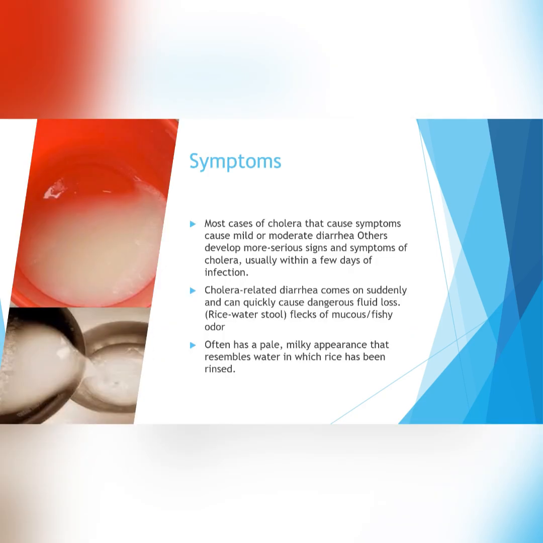The most observable symptom of cholera is cholera-related diarrhea, which you can observe is rice water stool, which includes flecks of mucus and has a fishy odor. It usually appears within a few days of infection, meaning 2 to 3 days. It can develop more serious symptoms of cholera and cause mild or severe dehydration. It often has a pale, milky appearance that resembles water in which rice has been rinsed.